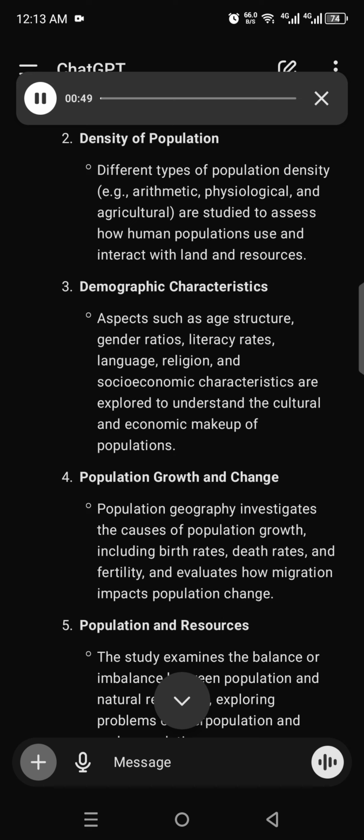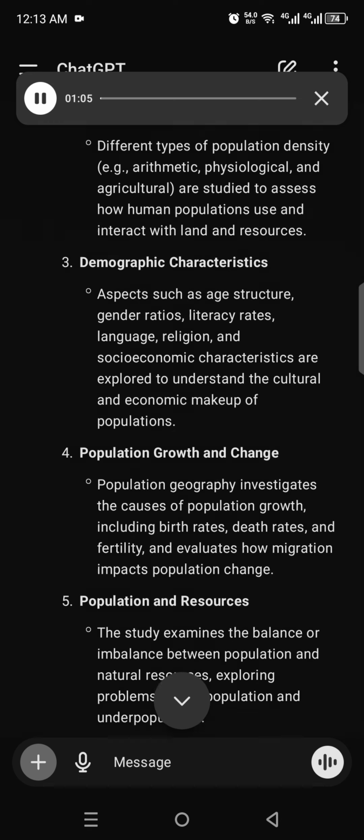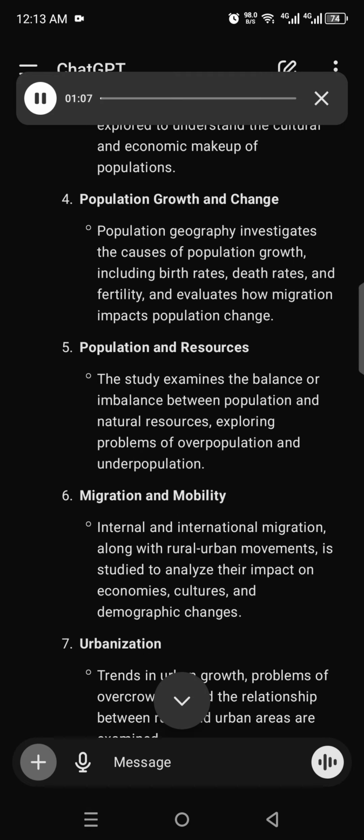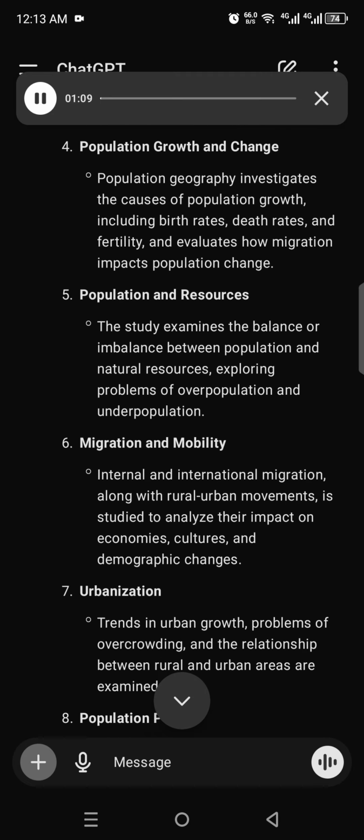3. Demographic characteristics. Aspects such as age structure, gender ratios, literacy rates, language, religion, and socioeconomic characteristics are explored to understand the cultural and economic makeup of populations. 4. Population growth and change. Population geography investigates the causes of population growth, including birth rates, death rates, and fertility, and evaluates how migration impacts population change.